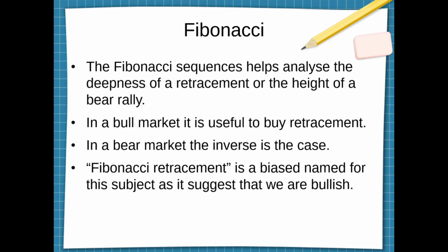Now, Fibonacci retracement is a biased name for the subject, as it suggests that we are bullish, but the same principle is also applied when we're going down. We should have changed the name to Fibonacci bear rallies, or something like that, but we'll just leave the name like that. There's no need to go changing names.